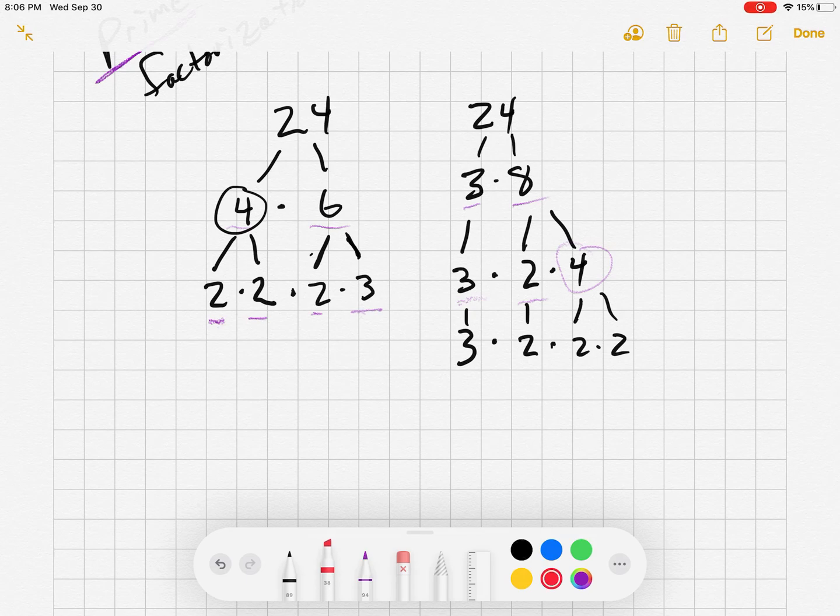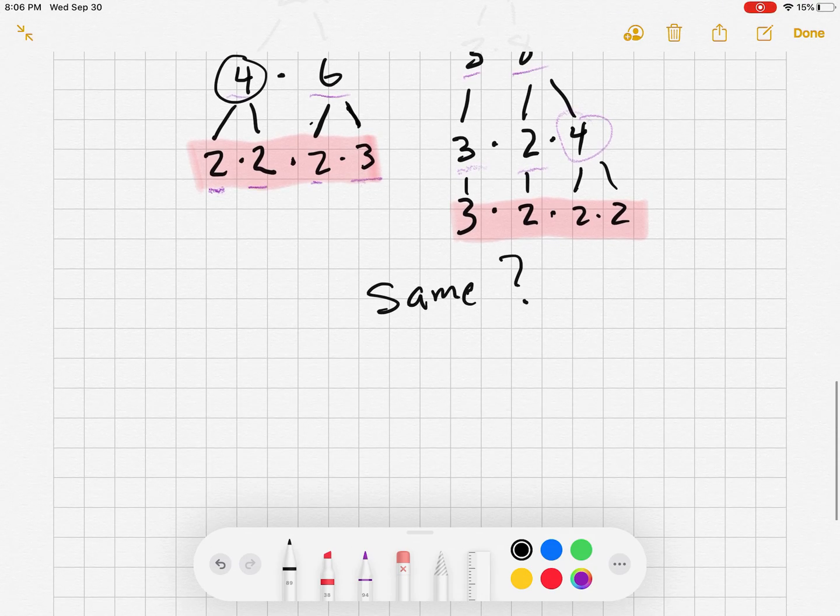Well, let's take a look at something. Take a look at this prime factorization and compare it to this prime factorization. The question is, is it the same? The answer to that is yes. Yes, it is. And the reason we know that it is the same, even though they're not in the same order, goes back to the commutative property that I think you had seen in elementary school.